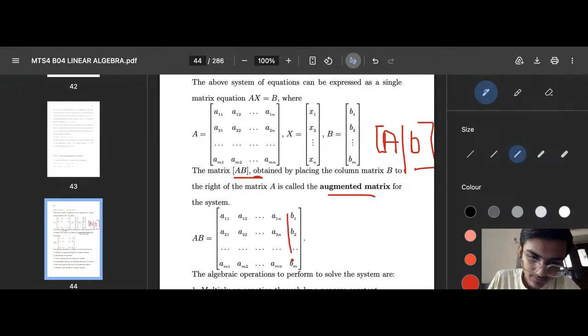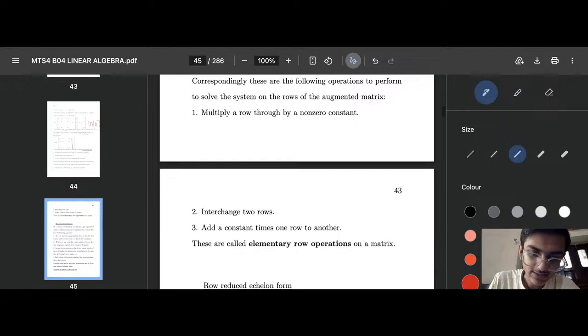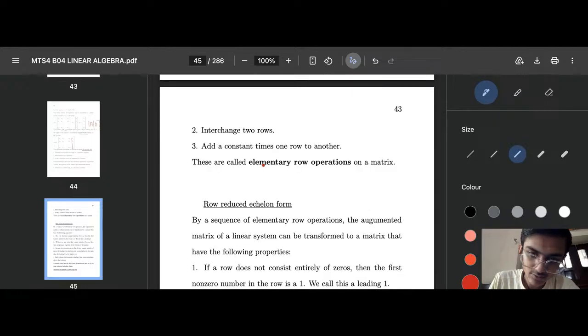Here we can use a partition also. So this will be the elements of A, and there we will have the elements of B. The algebraic operations performed to solve this system are the elementary row operations, which have been explained here. Okay, we'll take some examples also. These are the elementary row operations, as we discussed.